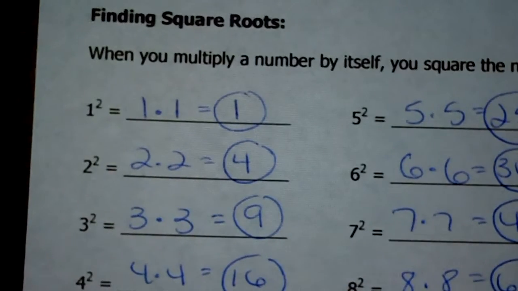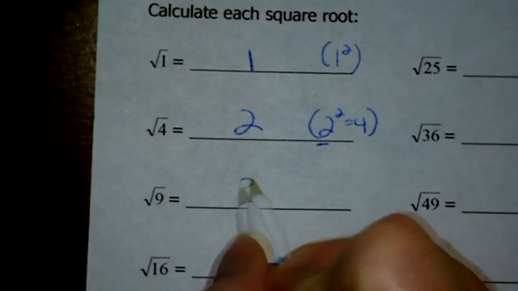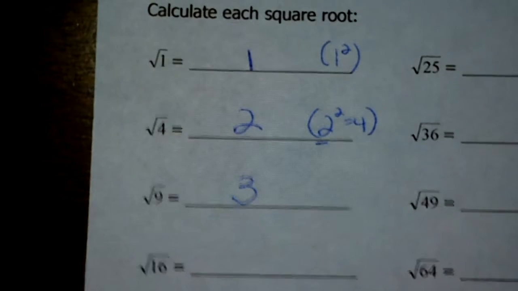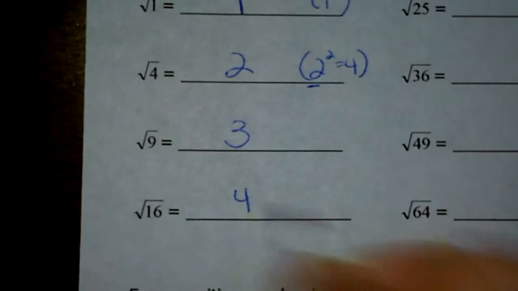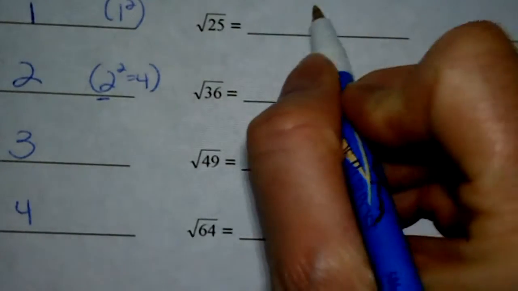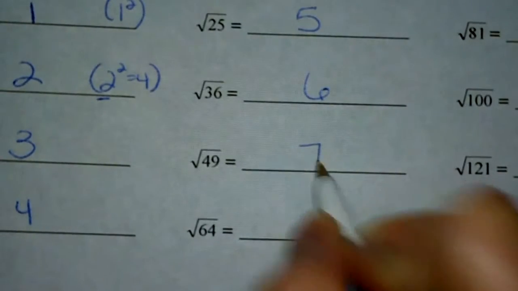I have 1, 4, 9, 16, and I have here 1, 4, 9, 16. So the square root of 9 is 3, and it's 3 because 3 squared is 9. The square root of 16 is 4 because 4 squared is 16. The square root of 25 is 5. 36 is 6. 49 is 7.